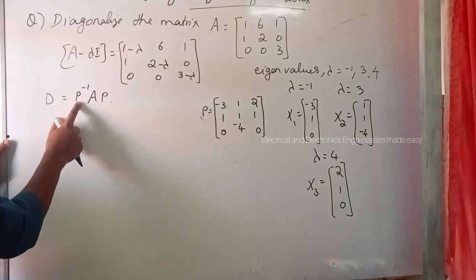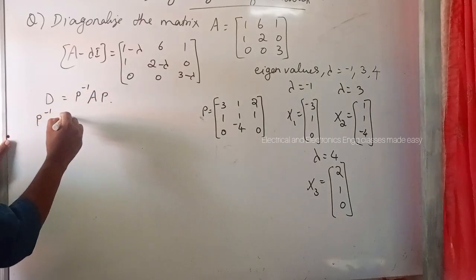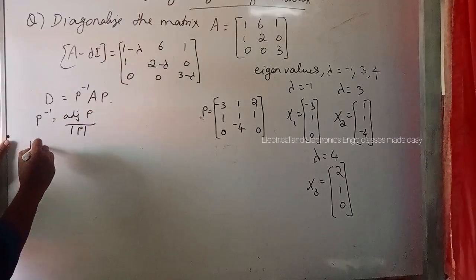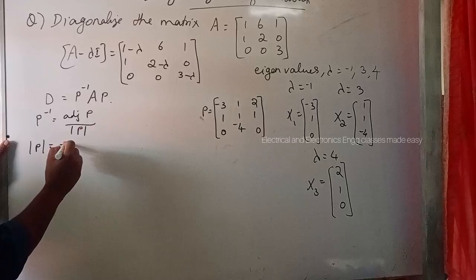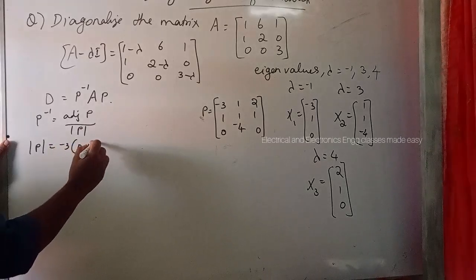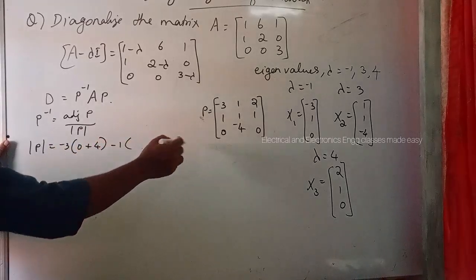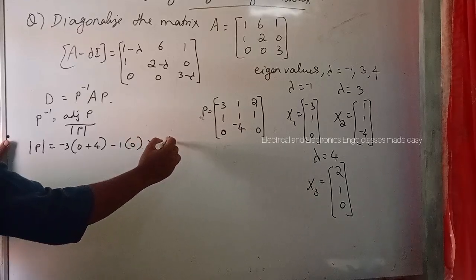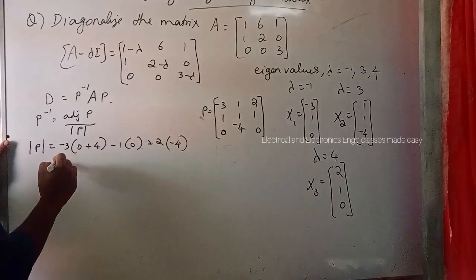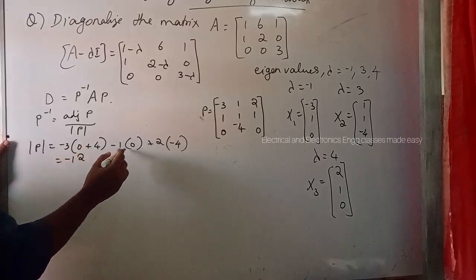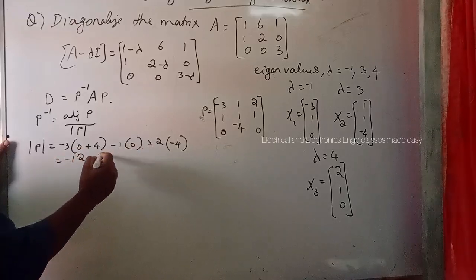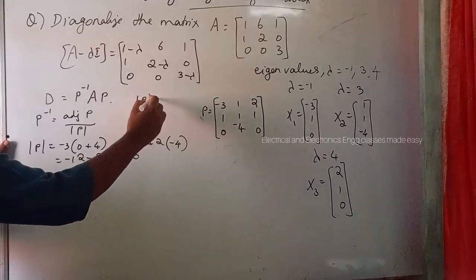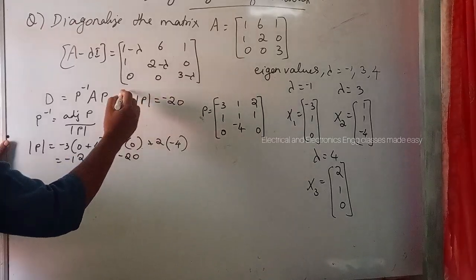So we have to find P inverse. What is P inverse? Adjoint of P divided by determinant of P. So what is the determinant of P? Determinant of P is equal to minus 3 into 0 plus 4, minus 1 into 0, then plus 2 into minus 4, that is minus 12 minus 8, that is minus 20. So determinant of P is equal to minus 20.